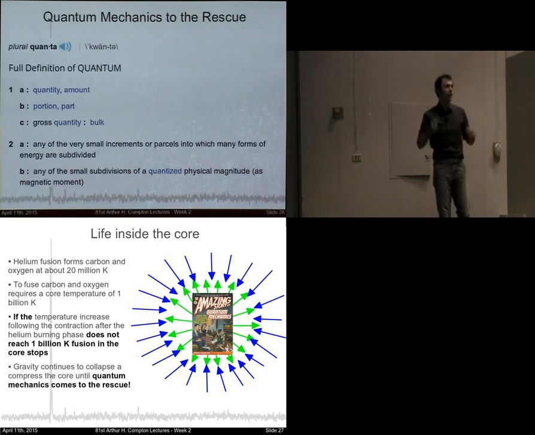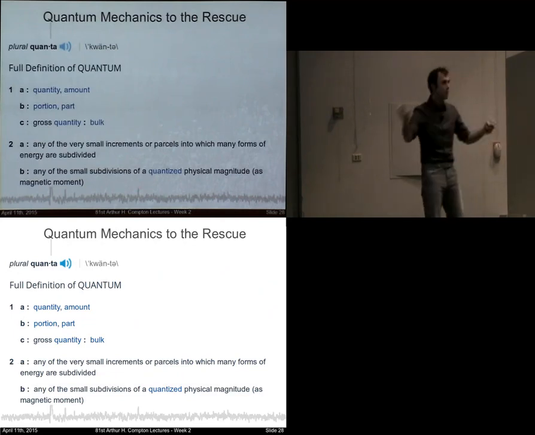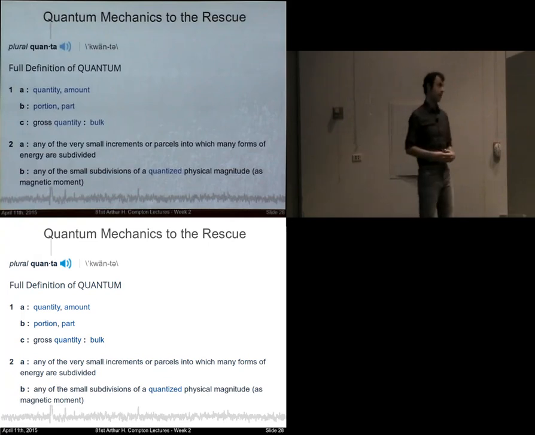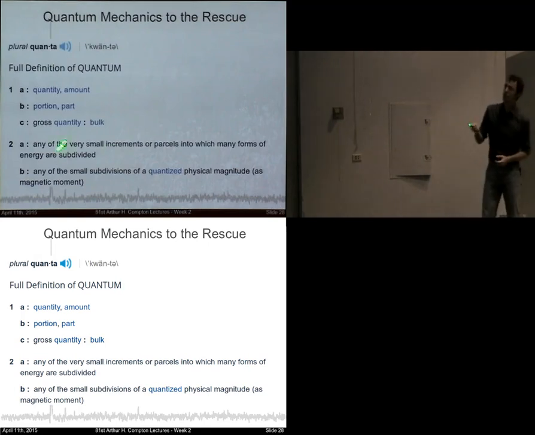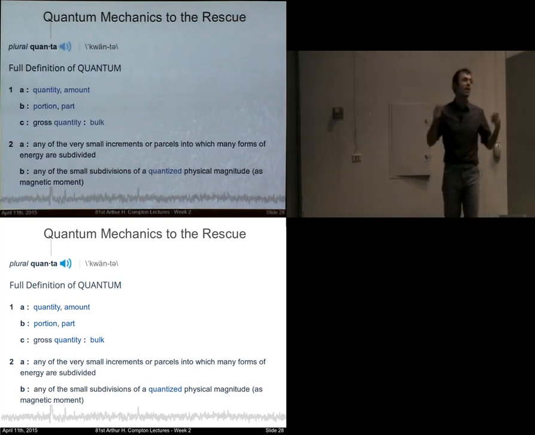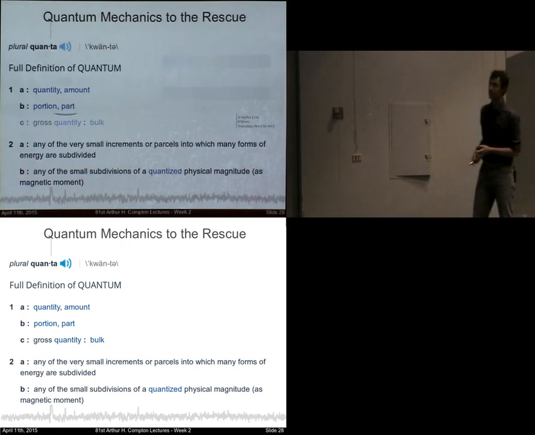That stuff is quantized. All that weird being dead and alive at the same time when it's not observed, all those weird phenomena arise from the fact that the system is quantized. The definition is any of the very small increments or parcels into which many forms of energy are subdivided. So quantum physics arises from the fact that at the smallest level, things come in units. They come in quanta that cannot be broken down into something smaller.